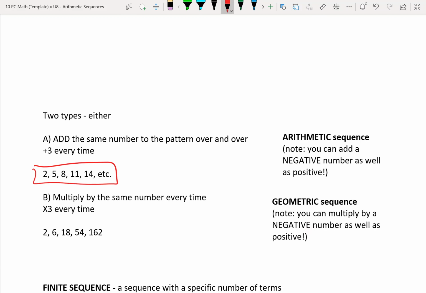Let's look at this one right here. Okay, so it goes 2, 5, 8, 11, 14. Every time we're just adding 3, adding 3, adding 3. This is called an arithmetic sequence. Okay, that's when you're adding numbers. The other thing is you can actually have negative arithmetic sequence. So let's say you started at 2, but then you subtracted 3 every time. It would be -1, then -4, then -7, etc. So that's still arithmetic, even though it's negative.